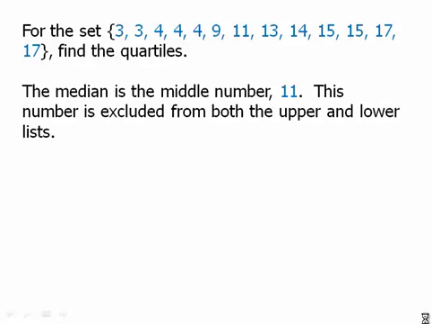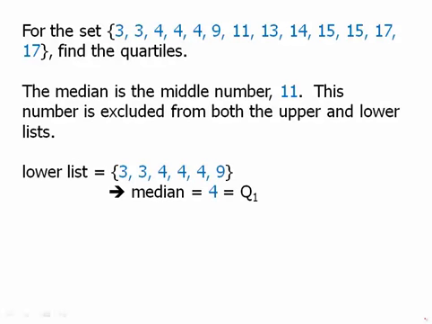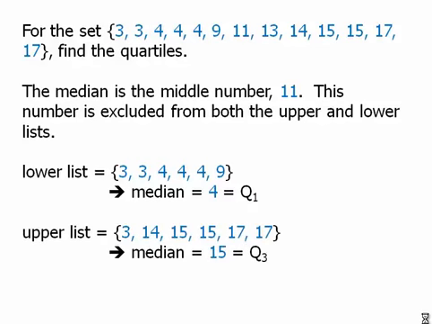And then the lower list, those are all the numbers below 11. The median is 4. Technically, it's the average of those two middle fours. The upper list, the median is 15. Technically, it's an average of those two middle 15s. And so we have Q1 is 4, median is 11, and Q3 is 15.